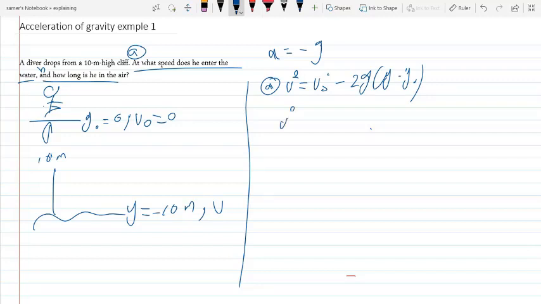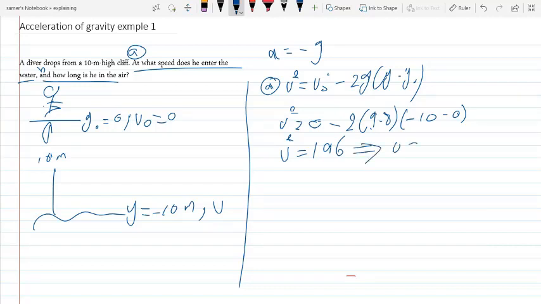So v squared equals 0 (v0 is 0) minus 2 times 9.8 times y, which is minus 10, minus y0, which is 0. So v squared equals 196, and so v equals 14 meters per second.